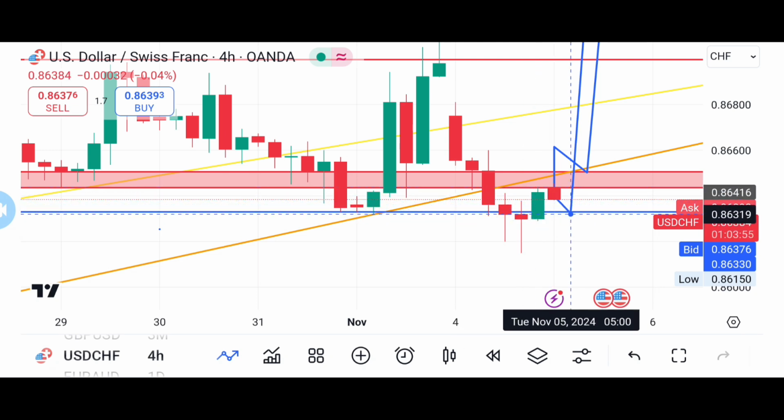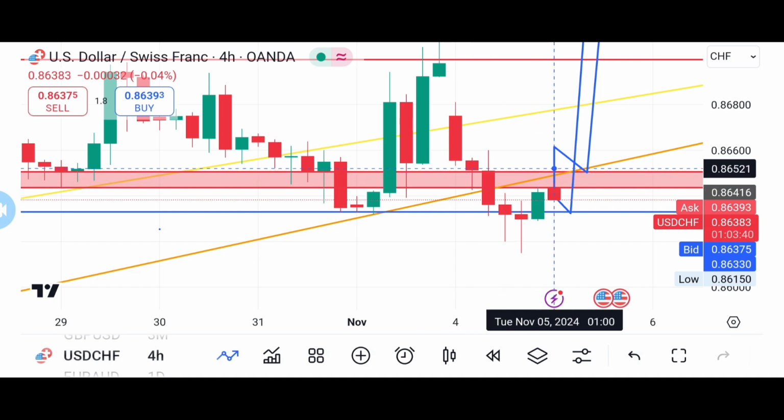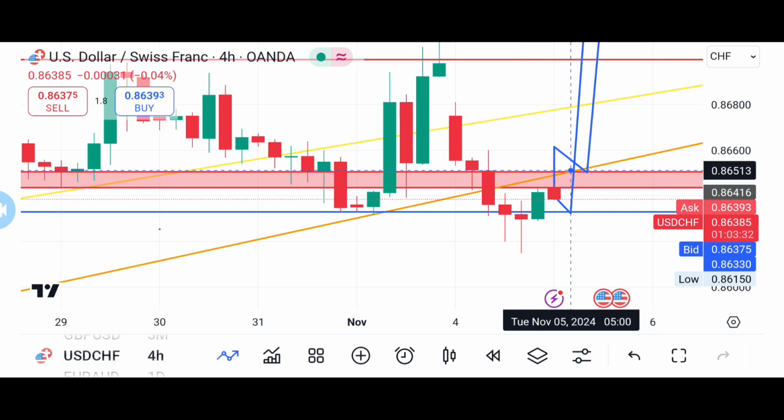If you are an aggressive trader, you can place a buy entry here and then target our TP1 and TP2. If you are a conservative trader like me, I will wait for this region to be broken with a bullish candle, then retested, and this trend line must be retested. Then I will place my buy entry from here to there to be sure.